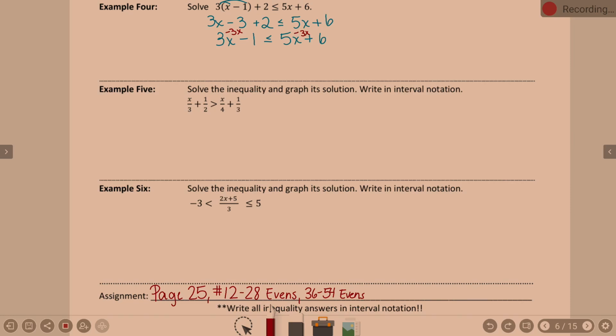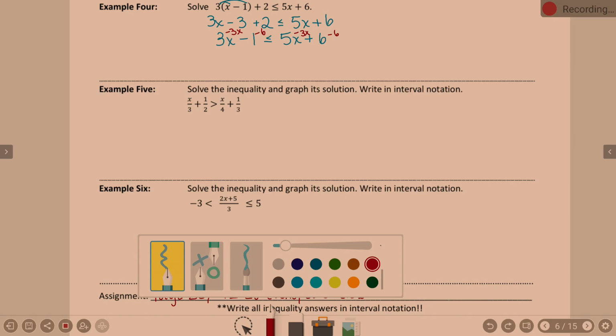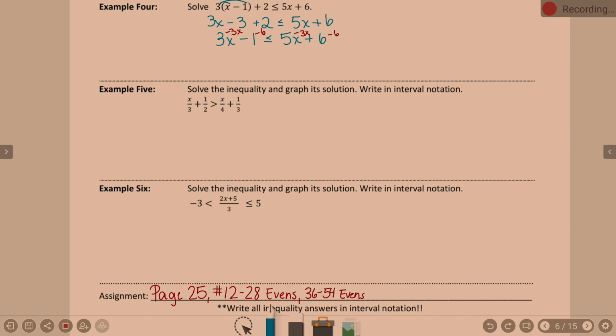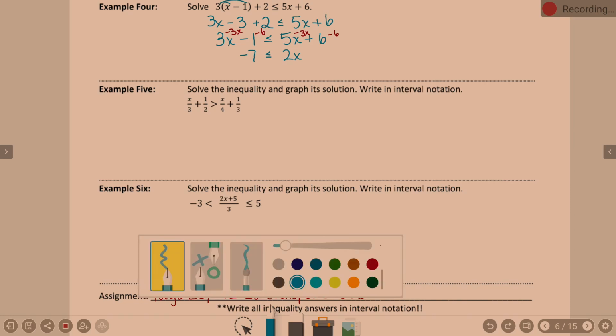If we're moving x's to the right, then this 6 needs to subtract and go to the left. 3x minus 3x cancels. -1 minus 6 is -7. 5x minus 3x is 2x. The 6 is canceled. And you divide by the 2. Divide by 2.